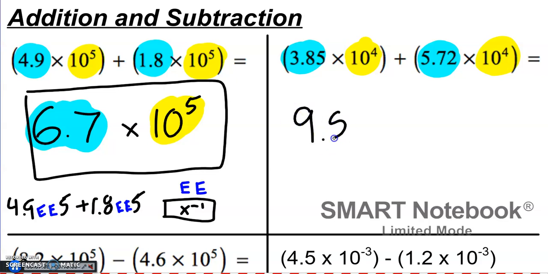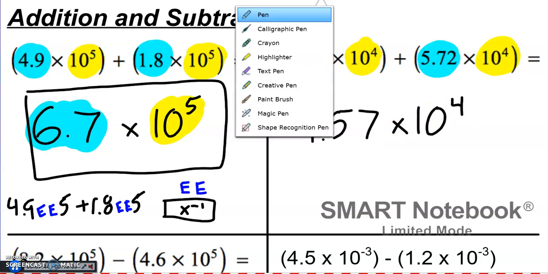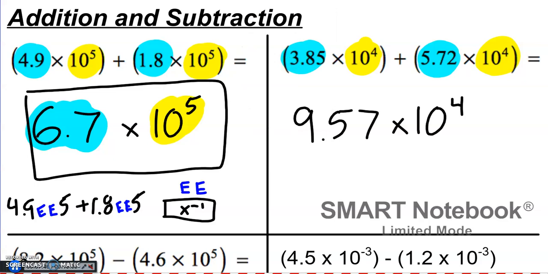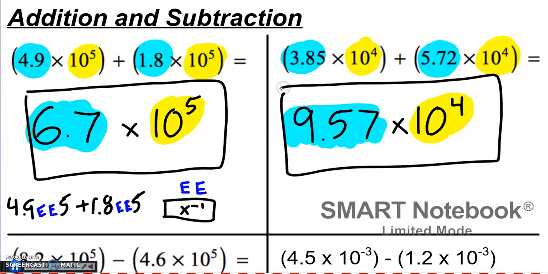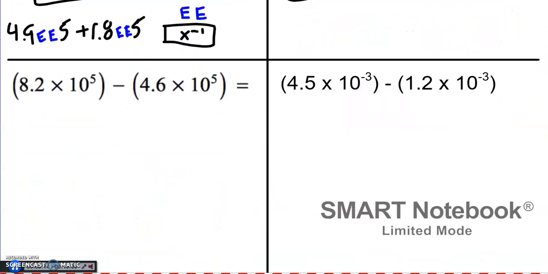Then we get 9.57 times, again, 10 to the fourth. We only write it once, just like when we're combining like terms, we only write that variable once, or the way it is, I should say. So we did 3.85 plus 5.72 to get 9.57, and then we carry along that 10 to the fourth power. 9.57 is within scientific notation, so I don't need to convert it at all. So we are super duper.